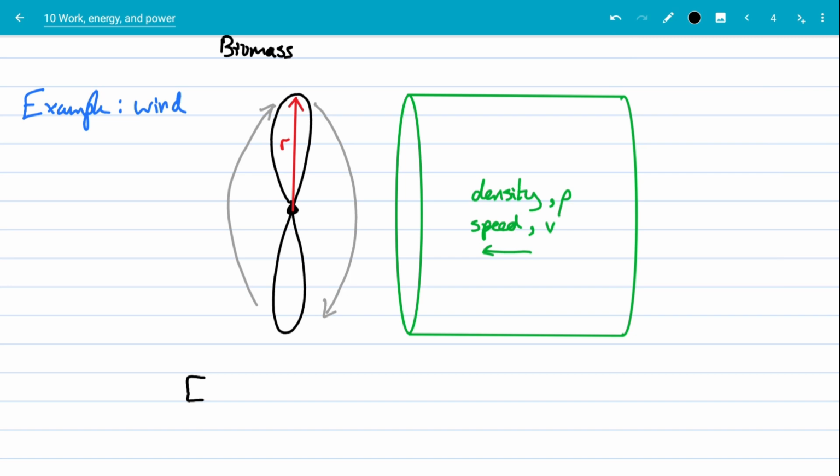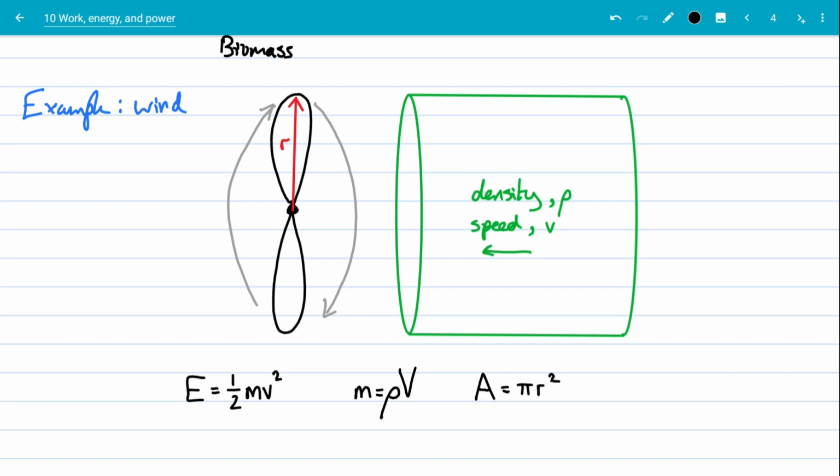Remember that the kinetic energy of the wind is what we are transferring. That's equal to half times mass times velocity squared, and we know the speed. What we don't know is the mass. We do know that the mass of air is equal to the density of the air multiplied by the volume of the air, and we don't know the volume. What we do know is that the cross-sectional area of this cylinder of air that passes through the turbine blades is equal to pi r squared.